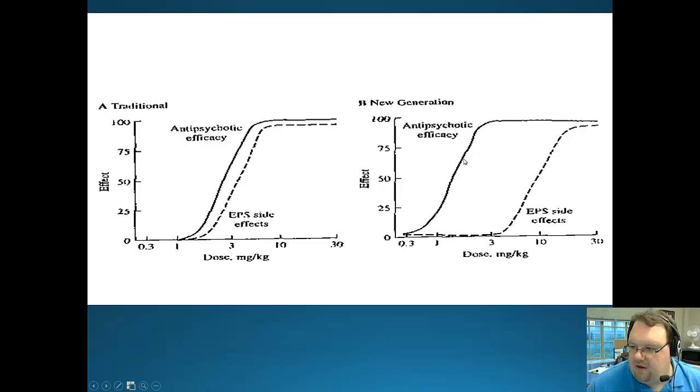With the new generation, you have a much wider gap because they work differently. They still affect the D2 receptors, but typically to a much lower level. They don't affect them nearly as strongly. But what you do see is they also affect the serotonin receptors, as you'll see. We won't go too much into mechanism, but that seems to play a role.